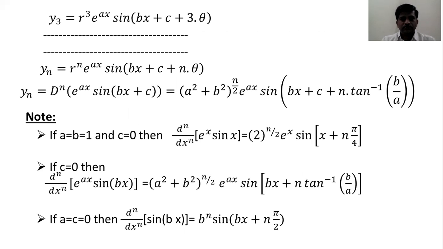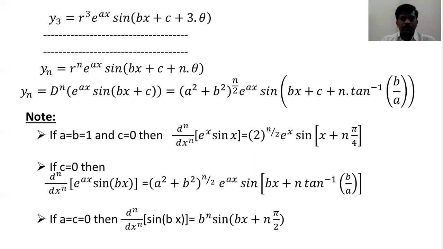Finally, let us substitute the r and theta values. Then the nth derivative of e^x sin(bx + c) is equal to (a square + b square) whole to the power n by 2, into e^x sin(bx + c + n theta), where theta is tan inverse of b by a. This is the nth derivative standard formula for e^x sin(bx + c).